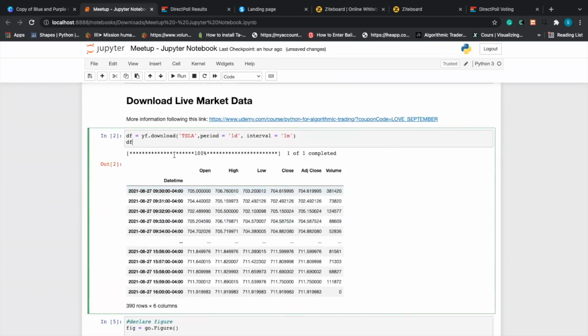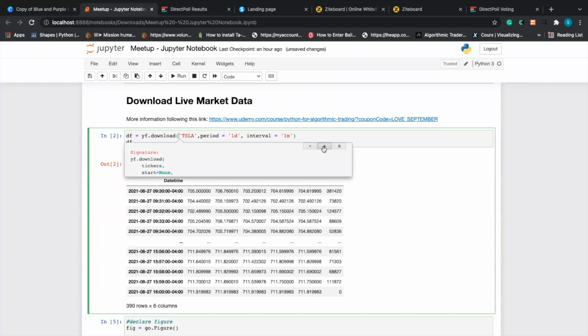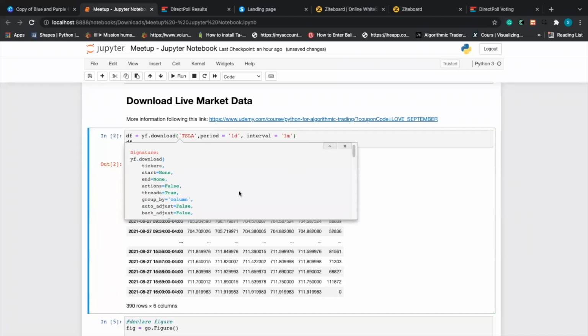In order to download the market data, we are going to use the Yahoo Finance API. How the Yahoo Finance API works: if you type Shift plus Enter, you're going to get your information. Essentially, what is good with the Yahoo Finance API is that you can get live market data with less than 0.1 second lag, which is very, very interesting.